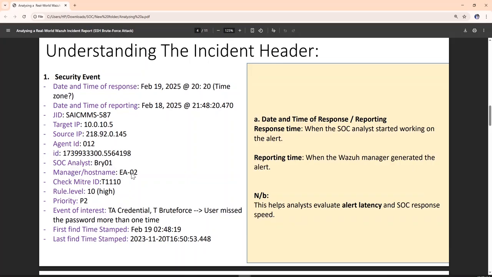So the first one is the date and time of response. The response time is when the SOC analyst started working on the alert. When the SOC analyst started working on the alert, that is the response time.